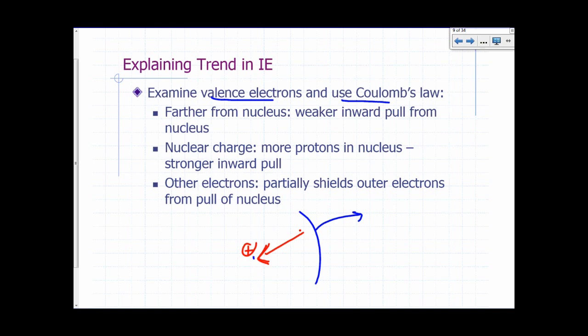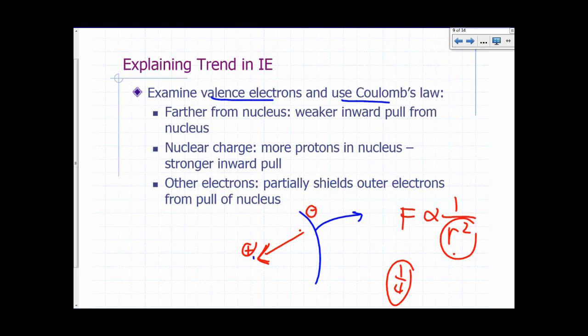The nucleus is positive, the electron's negative, right? It's going to be pulled towards the nucleus. But if you want to remove it, the farther it is from the nucleus, the easier it is to remove. Remember, Coulomb's law says that the force is inversely proportional to the square of the distance. So if you double the average distance from the nucleus, you're going to cut the force that's holding it to a quarter of what it is.